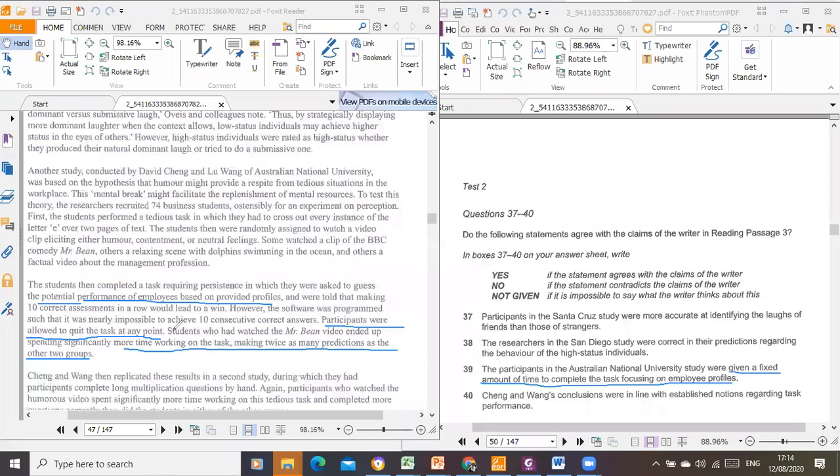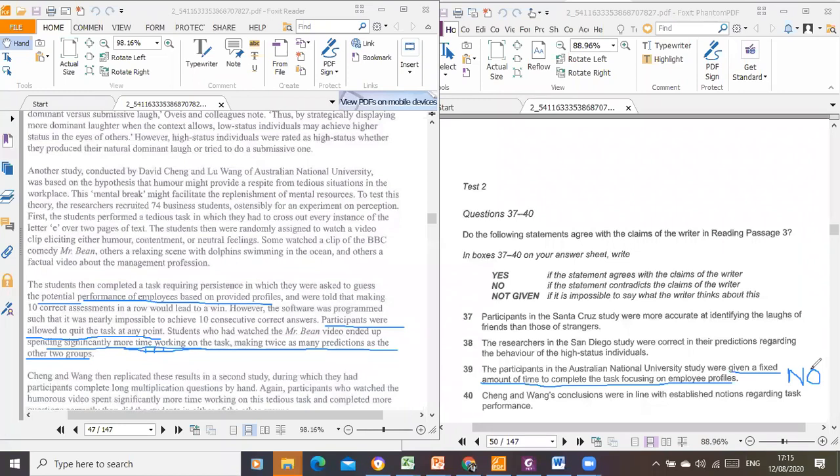And there was also a point here that talked about those who watched Mr. Bean spending significantly more time working on the task. Okay, that's the only thing they talk about. So they have all the time to bring in their answers. The only thing they talk about here is that these people spent significantly more time working on the task than the other groups. So the answer is no.